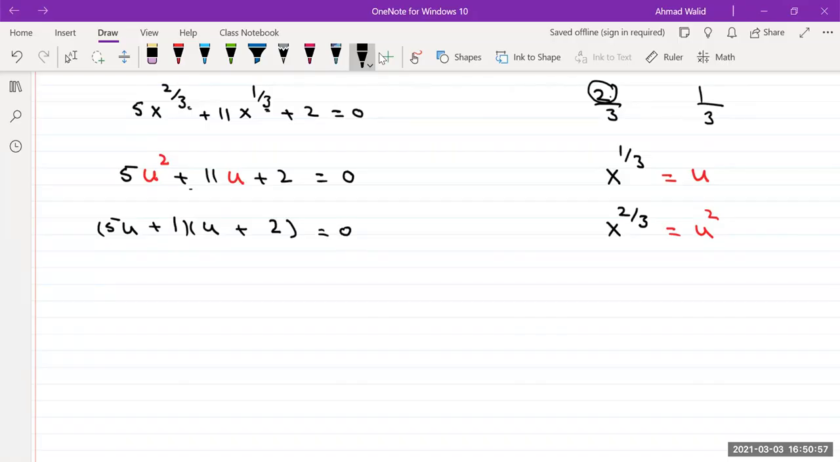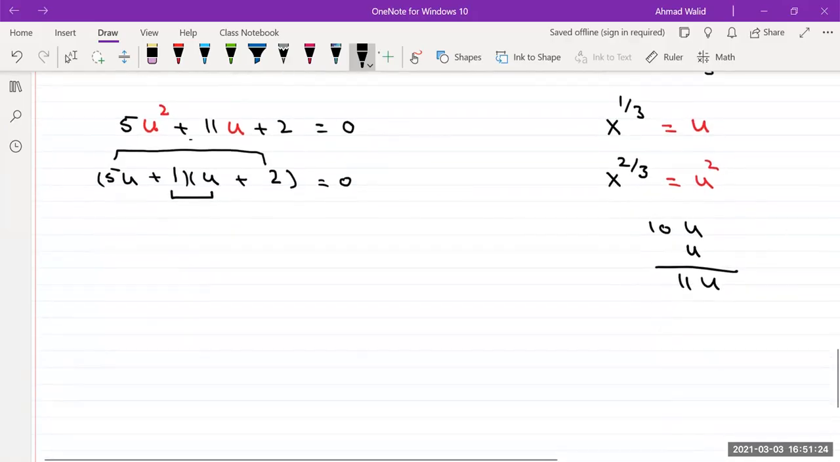You have to check. How do you check? You multiply these two numbers, which gives you 10u. And you multiply the inner terms, which is 1 times u gives you u, and you add. If it gives you the middle term, which is 11u, your factor is correct. If it doesn't give you the middle term, you have to replace the numbers and play around, correct? This method, we call it trial and check, correct? It's in your book.